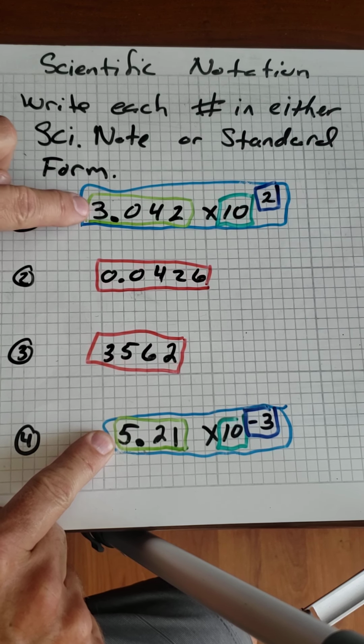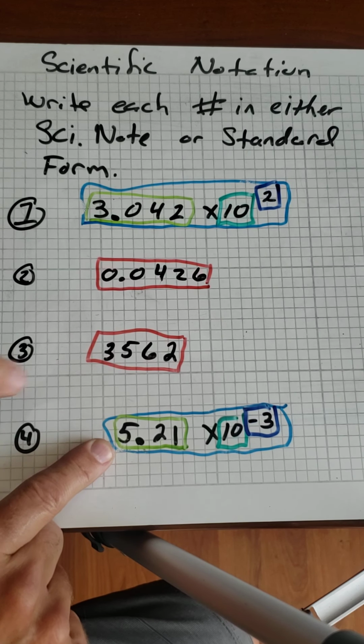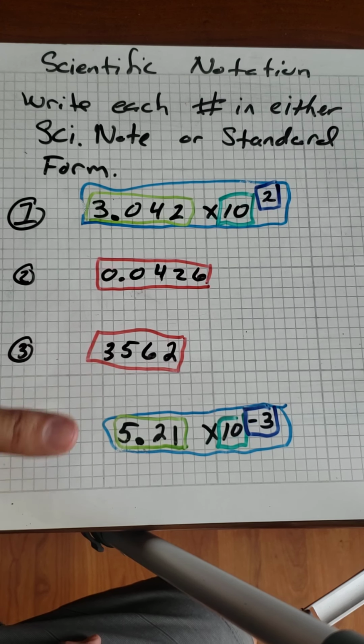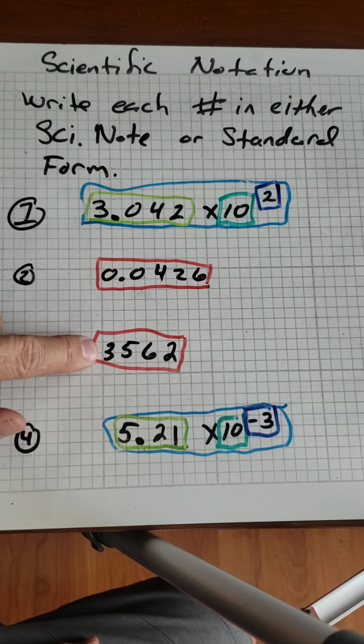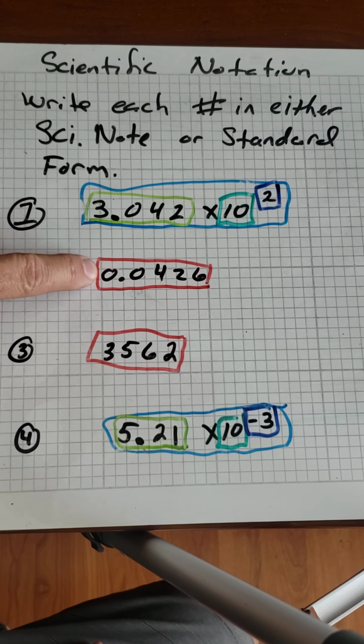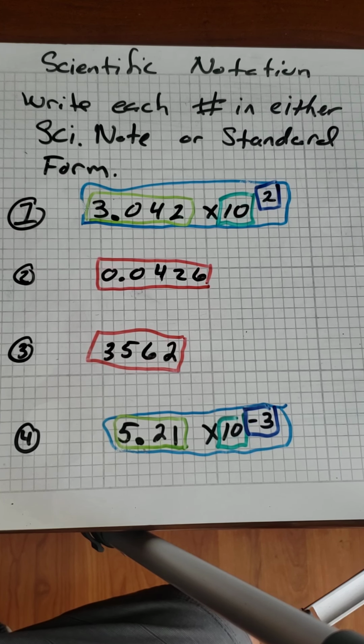So 3.042 works, 5.21 works, 3,562 does not work because that number is bigger than 10. 0.0426 does not work because that number is less than 1. Okay? So scientific notation has 3 things to it.